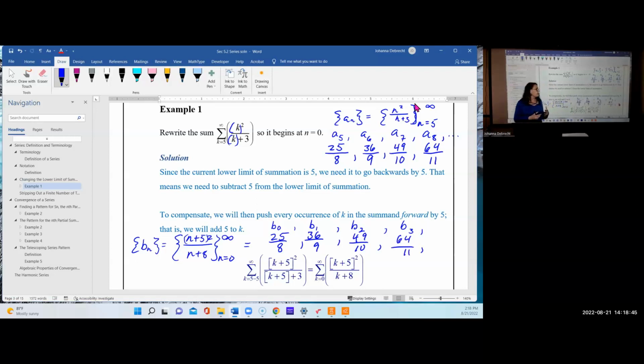So in this way, by pulling the index backwards to 0 by subtracting 5 and replacing each index in the summand by pushing it forward by 5, we compensate for the change that we've made, and we generate exactly the same sequence.